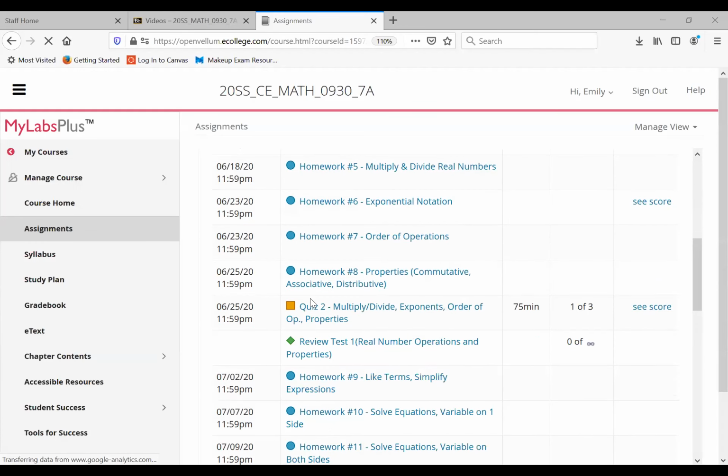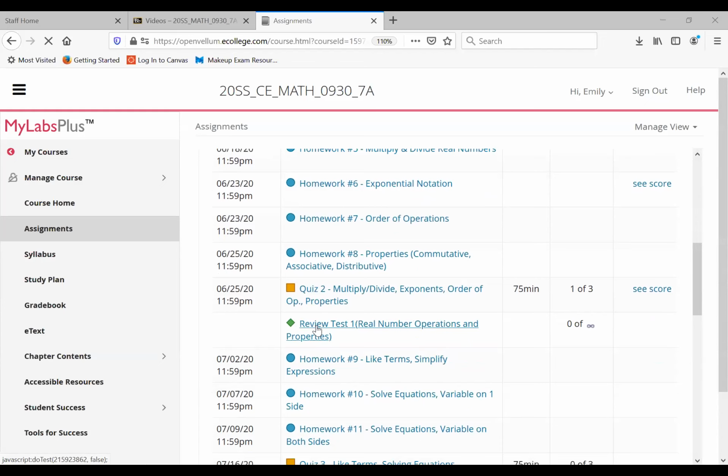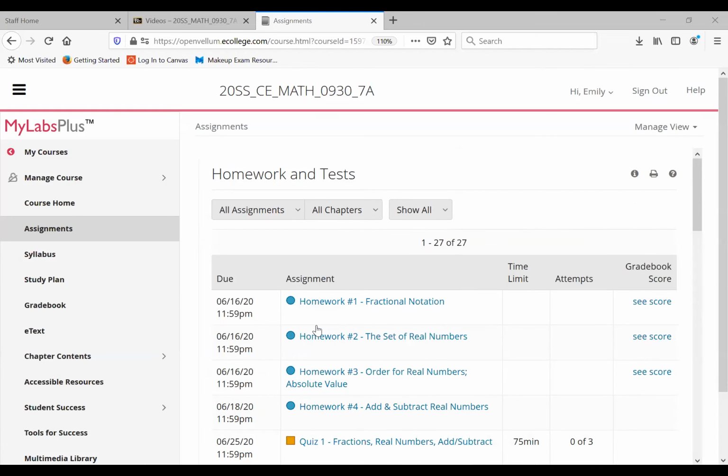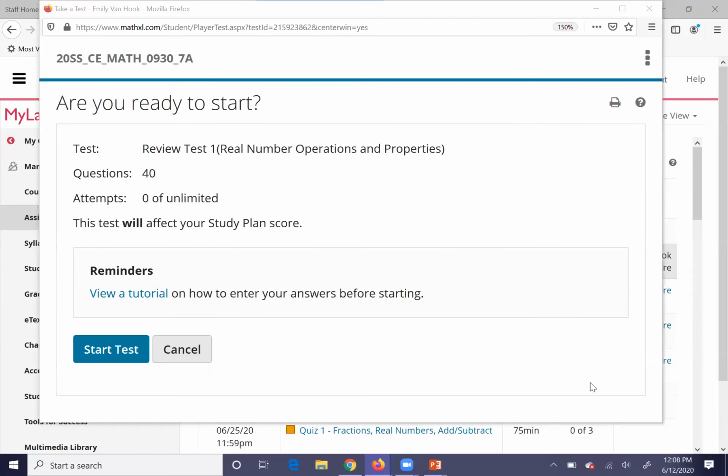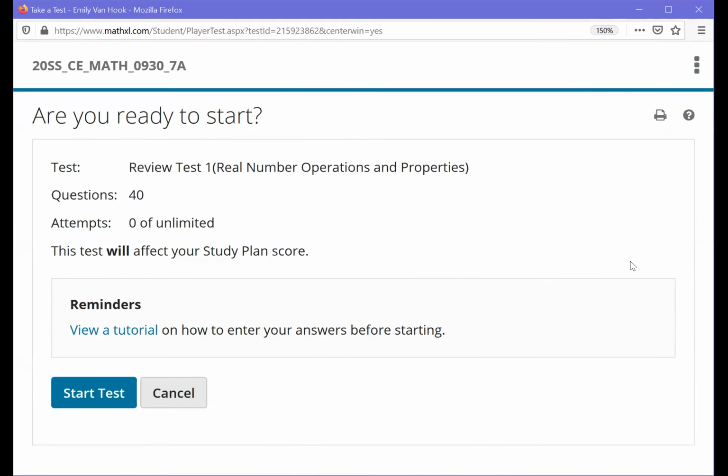Okay, and I'm going to share one more time. The last thing I will show you is the review test, just to give you a little preview of what that looks like. Review test 1. Okay, so we're about to start this test. Again, this is a review test. This is just for practice.